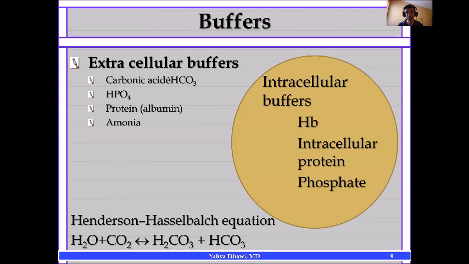And the control of the pH uses the Henderson-Hasselbalch equation. In this equation, you will see that water combines with CO2, in a weak combination, that can give you bicarb, HCO3, and hydrogen ion.